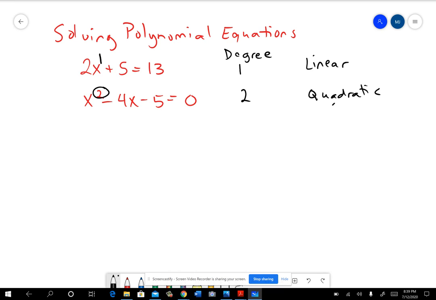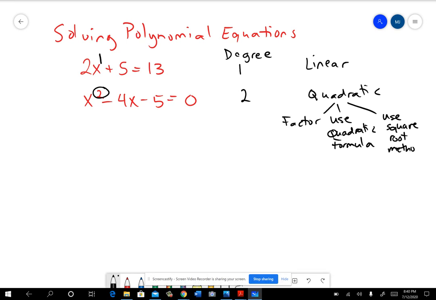And you know, when you solve the quadratics, you learned that you could factor, you could use the quadratic formula, or you could wind up using the square root method. Okay, so you already know a lot about those.